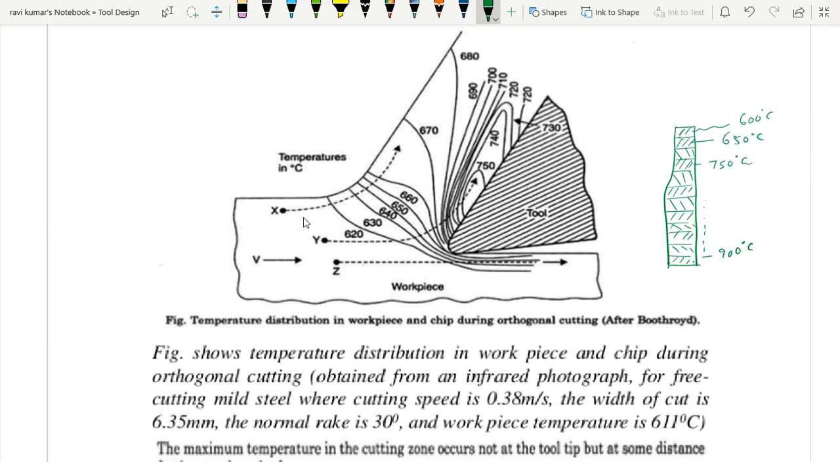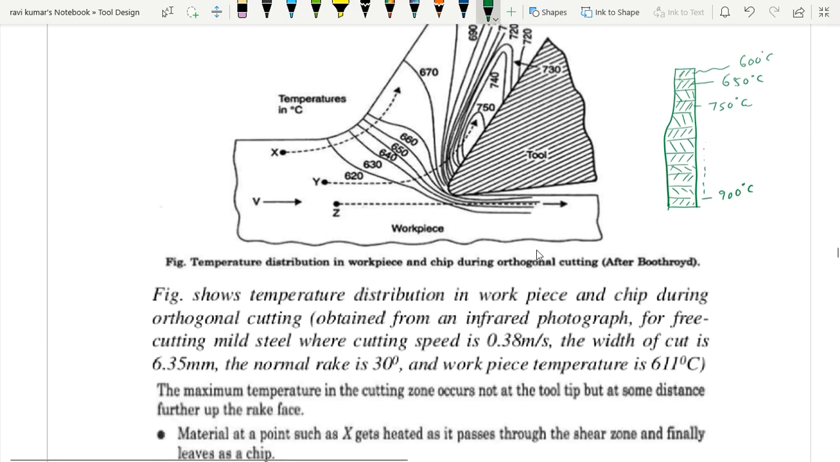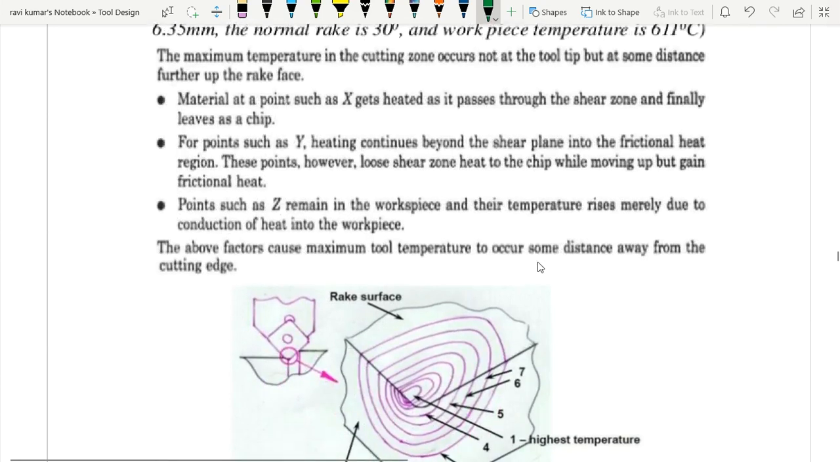The material which is passing along the path X, there is not much increase in temperature. Material Z also, not much increase in temperature. But the material which passes along the path Y sees a very high increase in temperature on the cutting tool or in the cutting region. The reason is heat will be added up when I move along the chip tool interface because of the rubbing action, right? So this is still another popular technique of obtaining temperature.